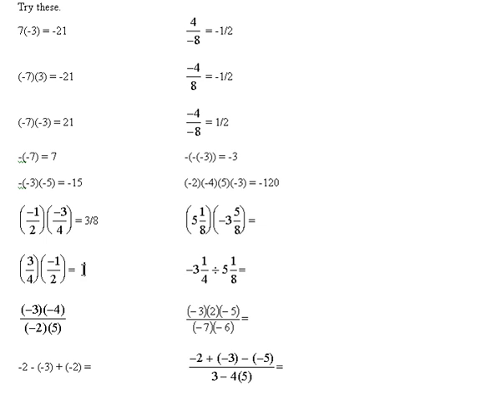This problem, we're multiplying a positive times a negative, which gives us a negative. Well, 3 times -1 is -3, and 4 times 2 is 8, so -3/8.